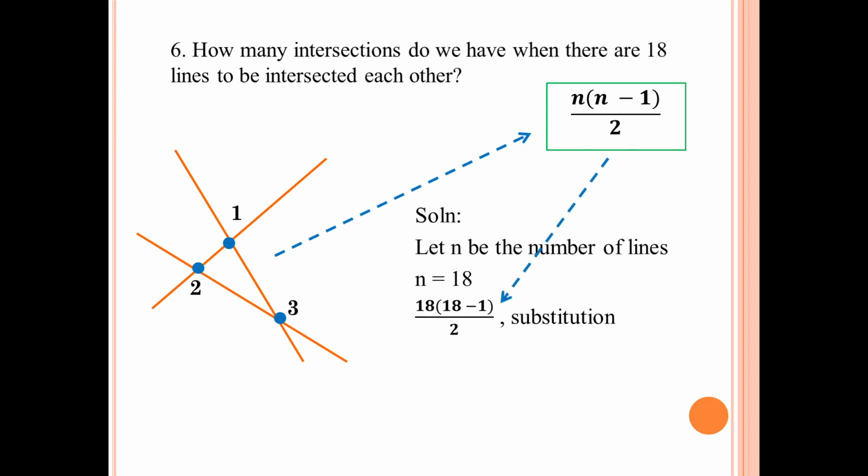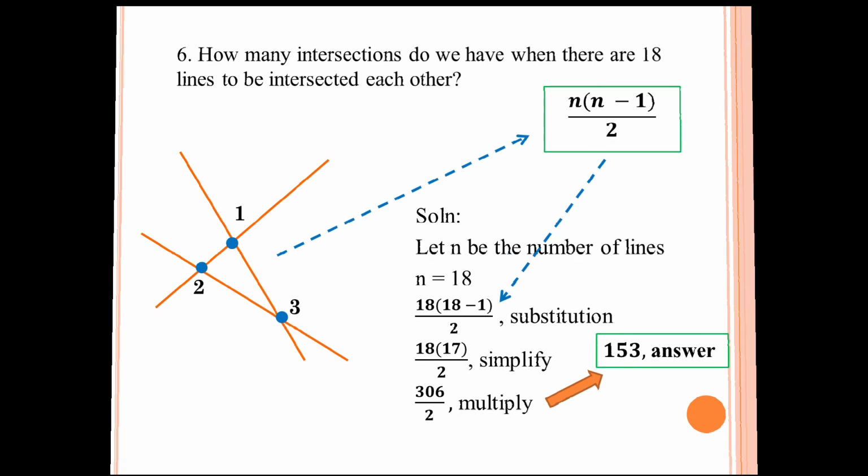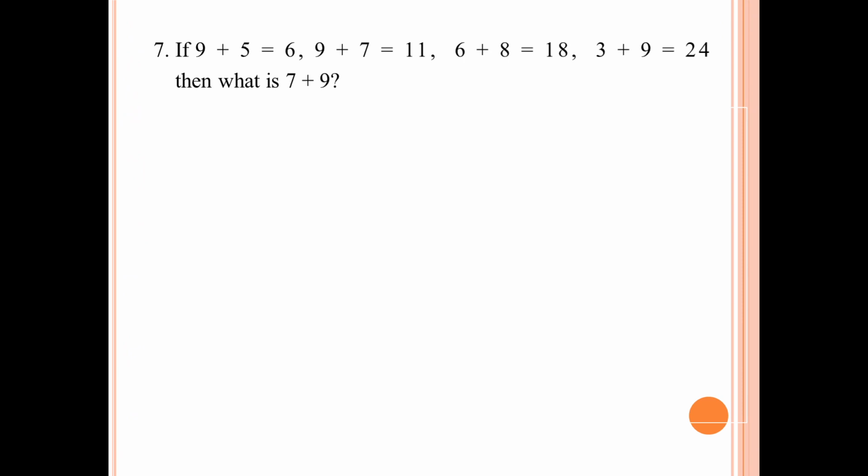18 times 18 minus 1 over 2. Then simplify it, multiply it, then the quotient is 153. Therefore, if we have 18 lines, the number of intersections between those lines can be solved using n times n minus 1 over 2, which is 153 intersections.